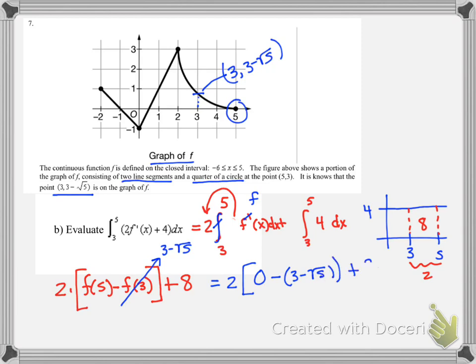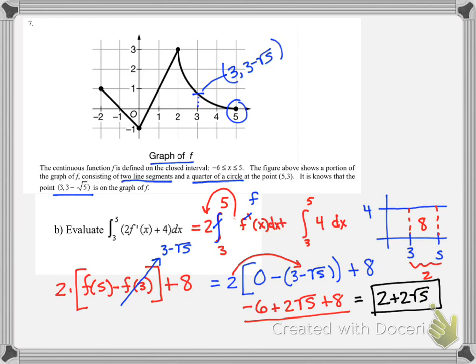And of course I'm going to add 8. So my final answer, I'm going to double this here. And so I have negative 6 plus 2 times the square root of 5 plus 8. And you could leave it right now because we don't have to simplify constructed response. But if we wanted to, negative 8 and 6 is going to be 2 plus 2 square root of 5. That's that integral we were asked to evaluate.